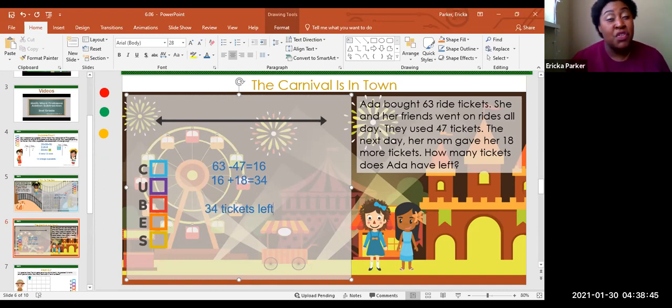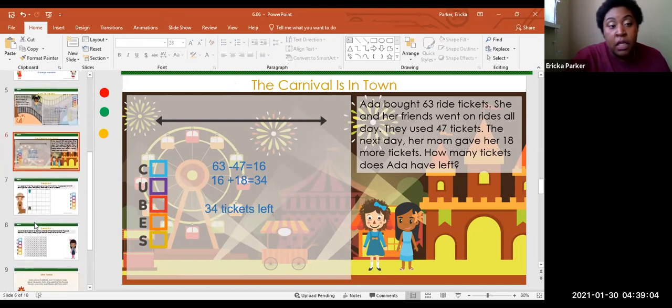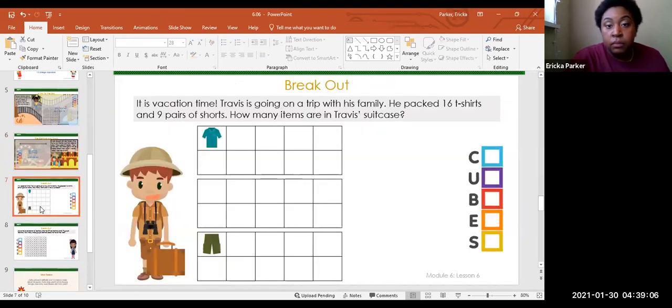Okay. Do you get what I'm saying? When you go through these problems, you've got to take your time. You cannot rush through these problems. They will confuse you. You've got to be able to read through them.